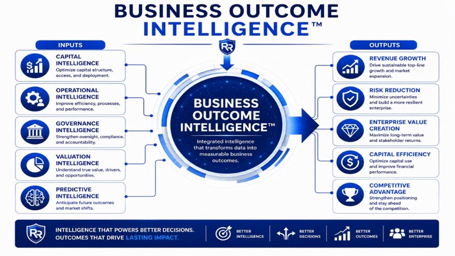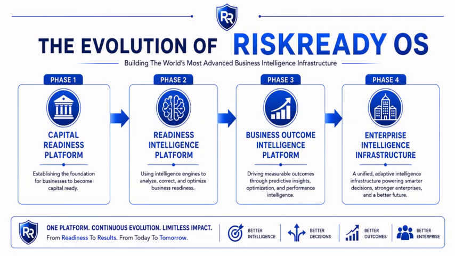The platform then evolves through a clear development path. This slide shows the evolution of Riskready OS. Phase 1 begins with the Capital Readiness Platform. Phase 2 expands into the Readiness Intelligence Platform. Phase 3 becomes the Business Outcome Intelligence Platform. Phase 4 moves toward Enterprise Intelligence Infrastructure.